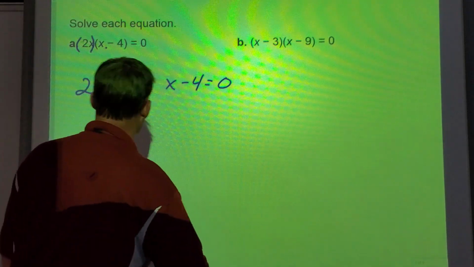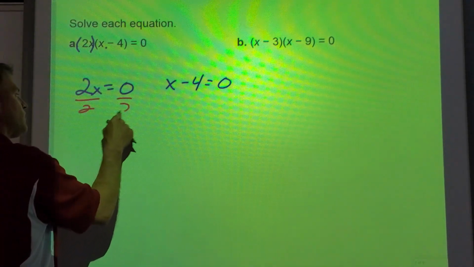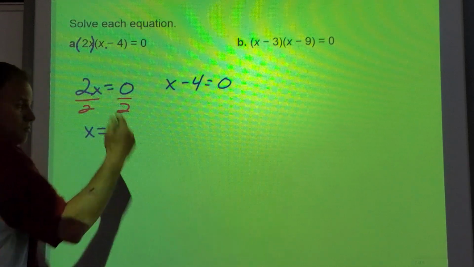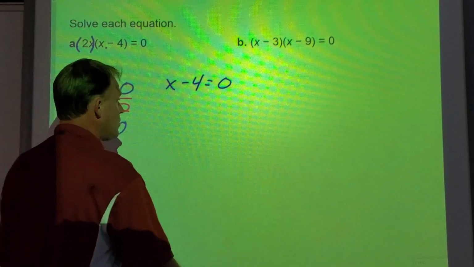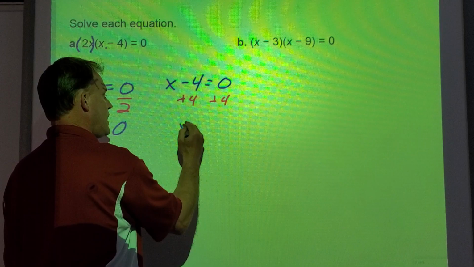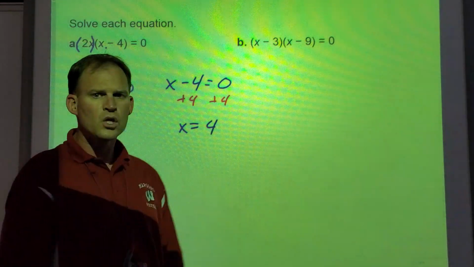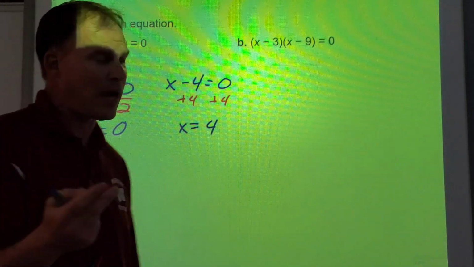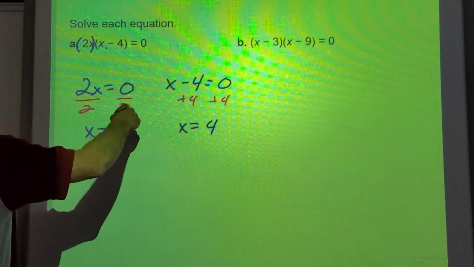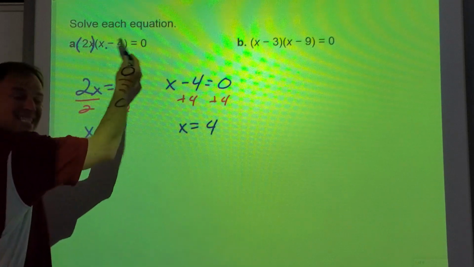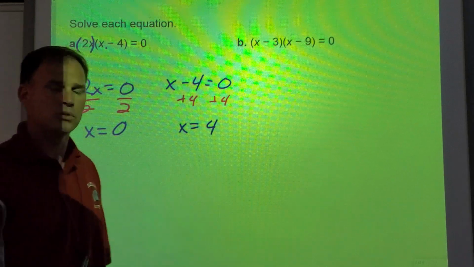All right, solve the equation. Well, 2x equals 0, divided by 2, divided by 2. x is 0 divided by 2, which is 0. Over here, plus 4, x equals 4. So that means there are two solutions to this problem. If x is 0, I get 0. If x is 4, I still get 0. So there are two possible solutions.